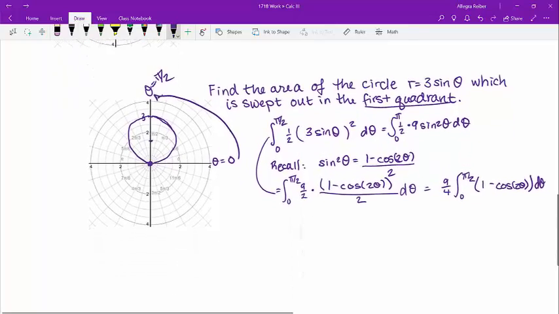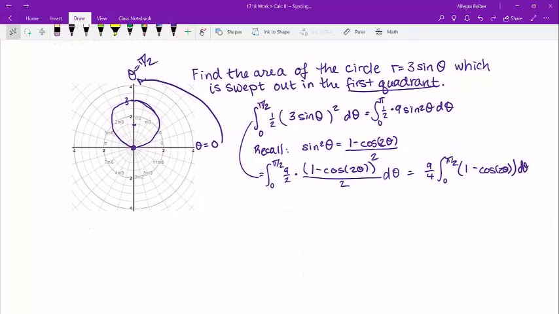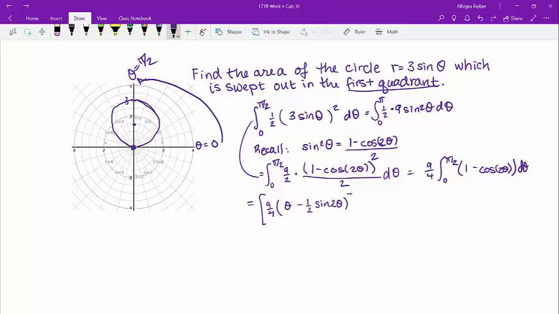Let's integrate. We have a 9/4 out front. The integral of 1 is just theta. The integral of minus cosine 2 theta would be minus 1/2 sine 2 theta. And then we're going to evaluate that at bounds from 0 to pi over 2. So we're going to get 9/4 times pi over 2 minus 1/2 times sine of pi over 2 times 2, so sine of pi.